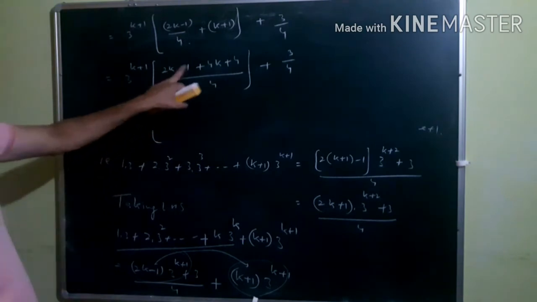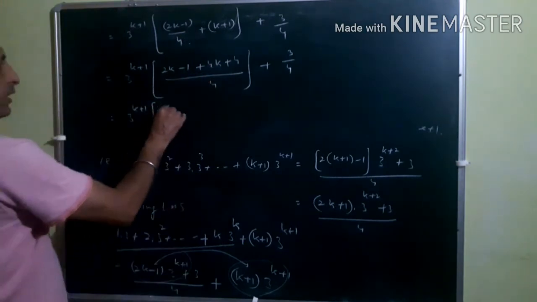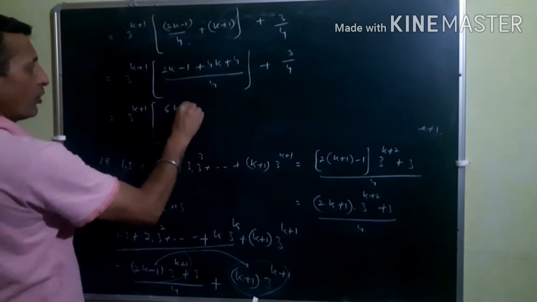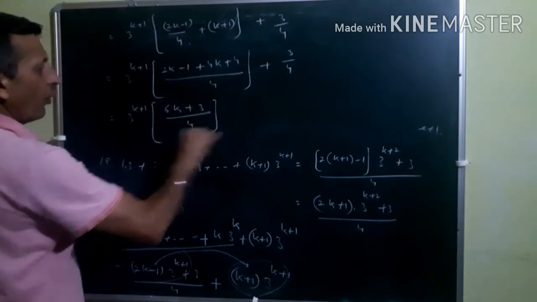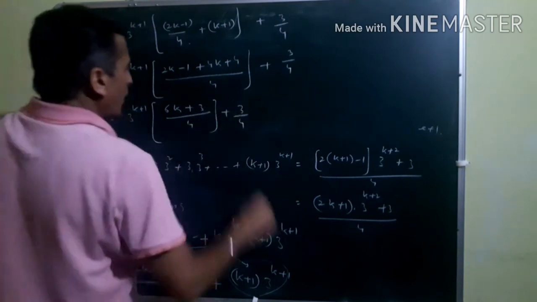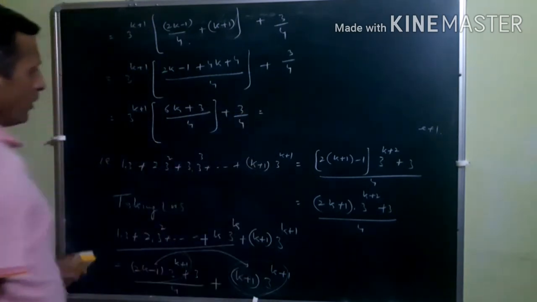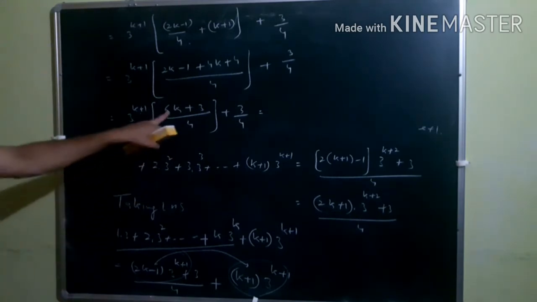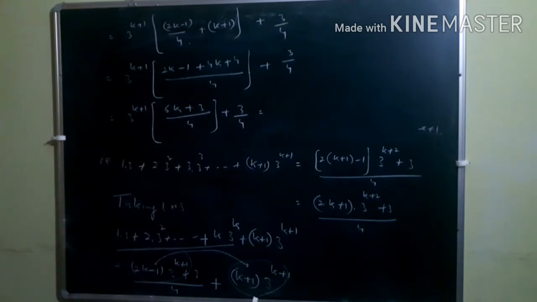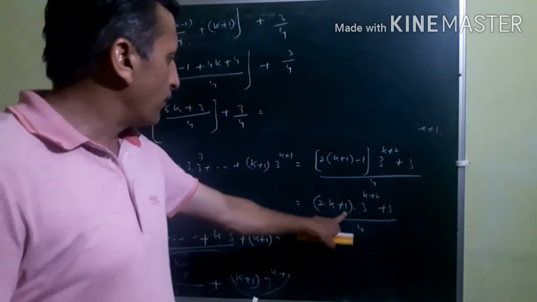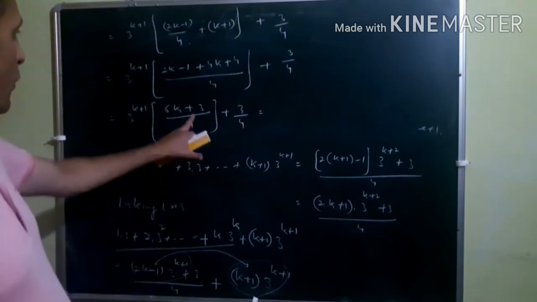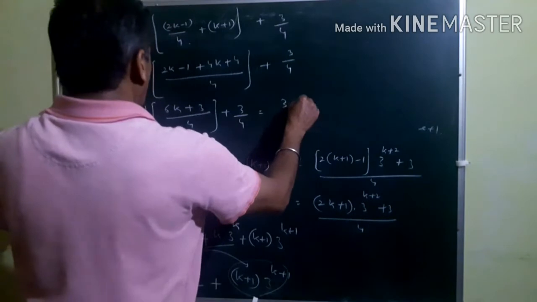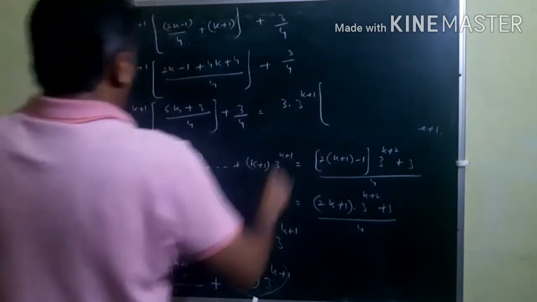In this case 2k plus 4k is 6k, and minus 1 plus 4 is plus 3, whole upon 4, plus 3 by 4. Now let us solve this once again. It is equal to 3 to the power k plus 1 into 6k plus 3 upon 4, plus 3 by 4. But we have to show that it is equal to 2k plus 1 into 3 to the power k plus 2 plus 3. So I am taking 3 as common from here, which gives 3 into 3 to the power k plus 1.